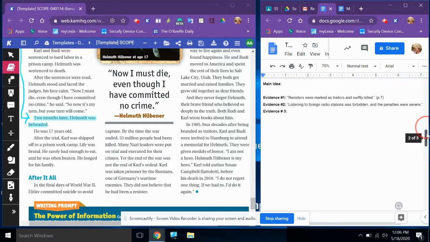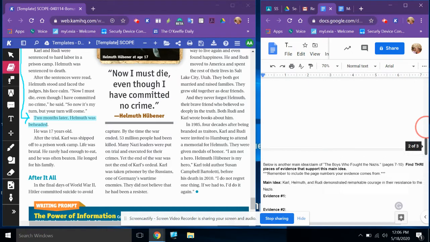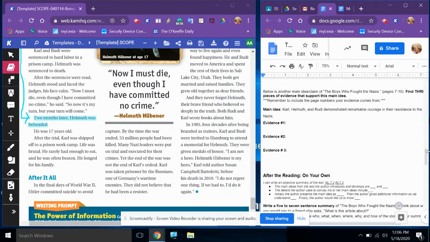If you want a 3.5, you need to complete this question and this question, which says below is another main idea claim of The Boys Who Fought the Nazis from pages 7 through 10. Find 3 pieces of evidence to support this main idea. In this one, it gives you the main idea: Karl, Helmuth, and Rudy demonstrated remarkable courage in their resistance to the Nazis. So now between pages 7 and 10, you need to find 3 pieces of evidence that support that main idea, and remember to include page numbers.